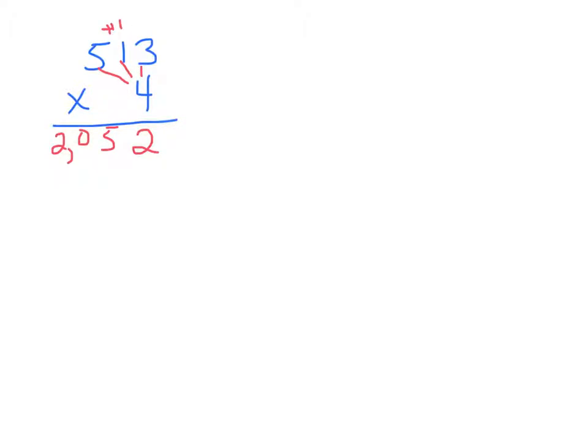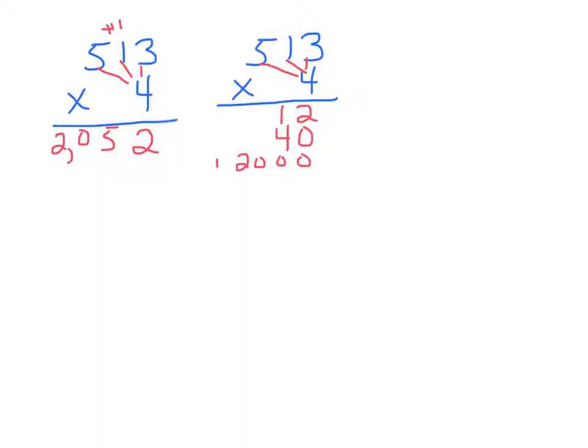But let me talk about doing this problem a different way. If I have 513 times 4, I could really do the same thing. I'm just going to write it down a little bit differently. 3 times 4 is equal to 12. So I'm going to put the 12 all the way down here in the partial product area. Then I'm going to multiply the 1 times the 4, but that 1 is in the tens place, so it's 10 times 4, which is equal to 40. And then I'm going to multiply the 5 times the 4, but that 5 is in the hundreds place, so it's 500. So 500 times 4 is equal to 2000. Then I could go through and add up all these numbers, and once again I would get 2052.